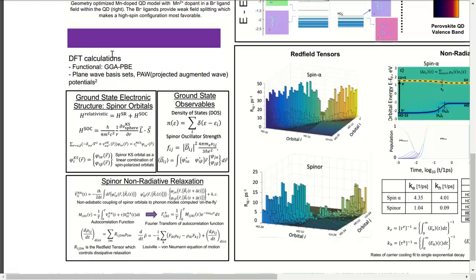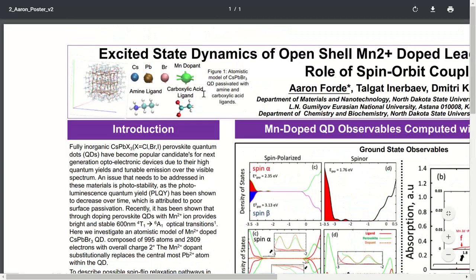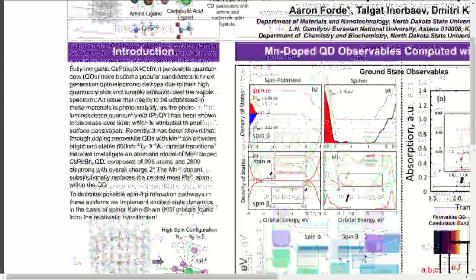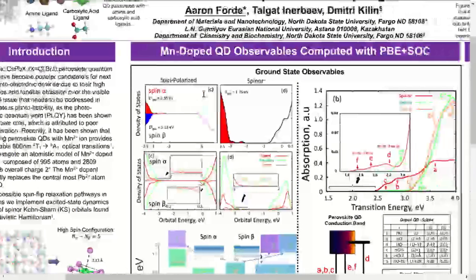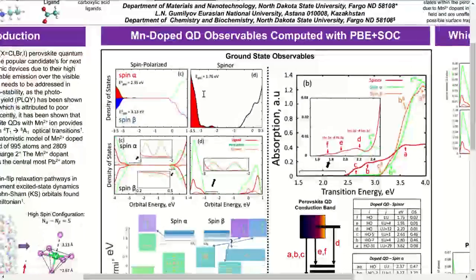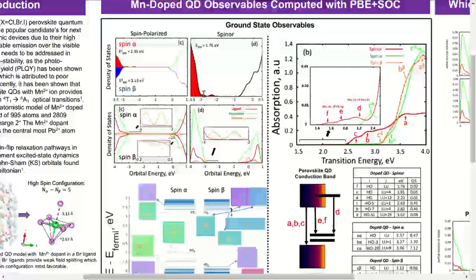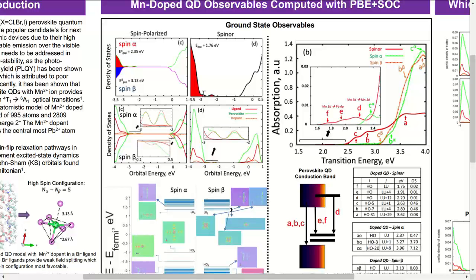For results, as a reference, we first looked at spin polarized calculations for this model. And we found it takes a high spin configuration, so 5 unpaired electrons.